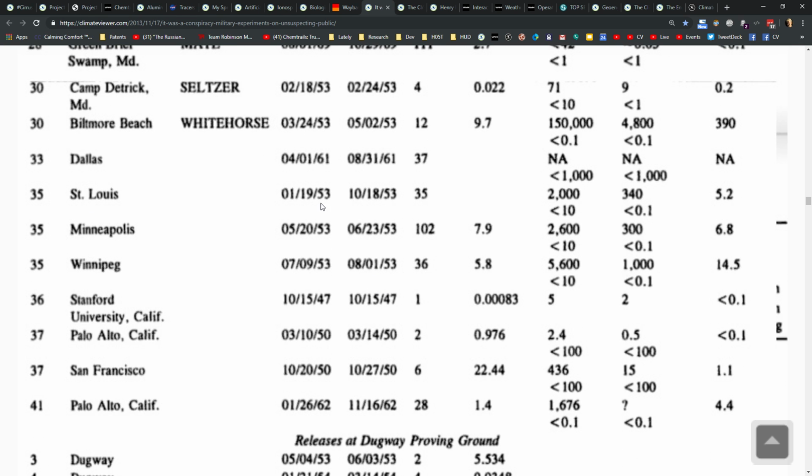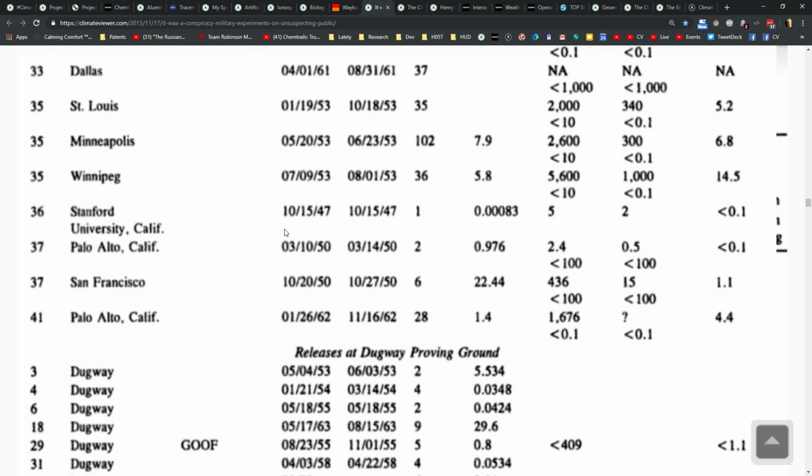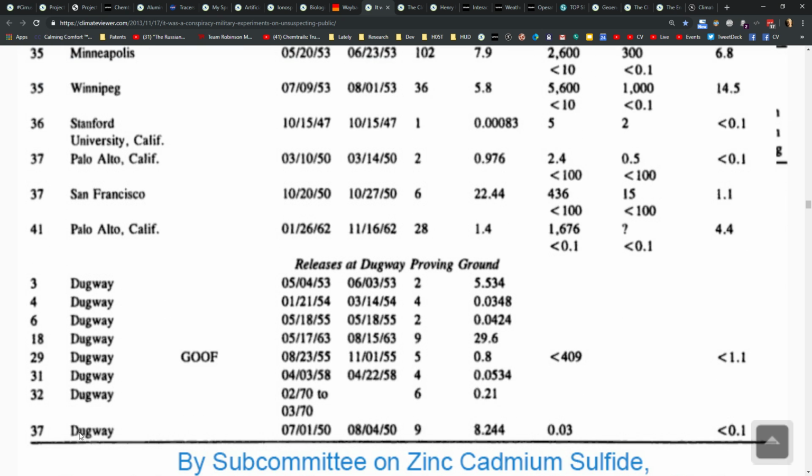St. Louis in 1953, just like she mentioned in the video. All of this very much real. And then the bottom ones here are the Dugway Proving Grounds. This is a military installation where they tested it there as well.